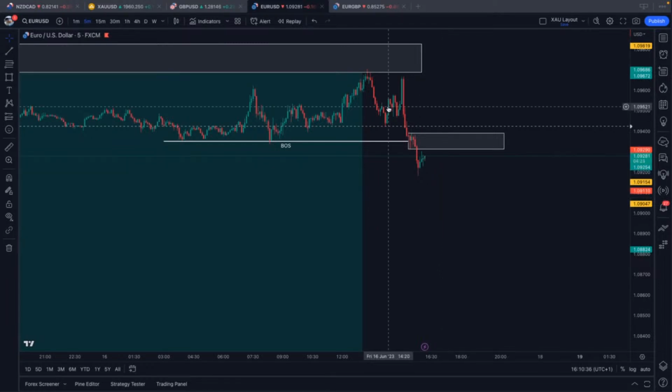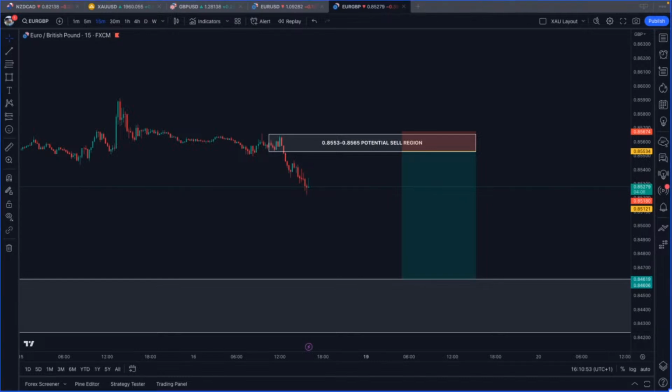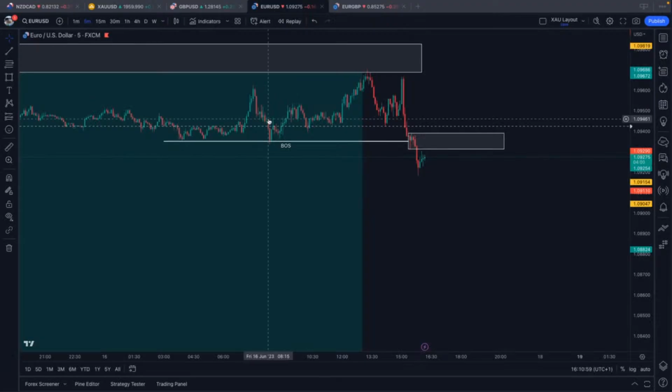Euro, Great British Pound. I've done that one, haven't I? If there's any other pairs you want me to go over, let me know. Should actually have a trade on this soon. We're just waiting for price to come to trade into this, and same with this Euro USD.